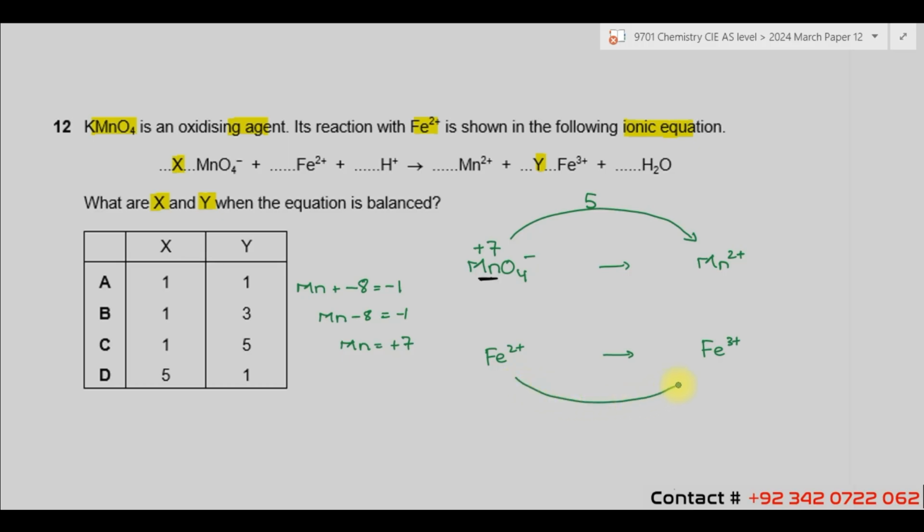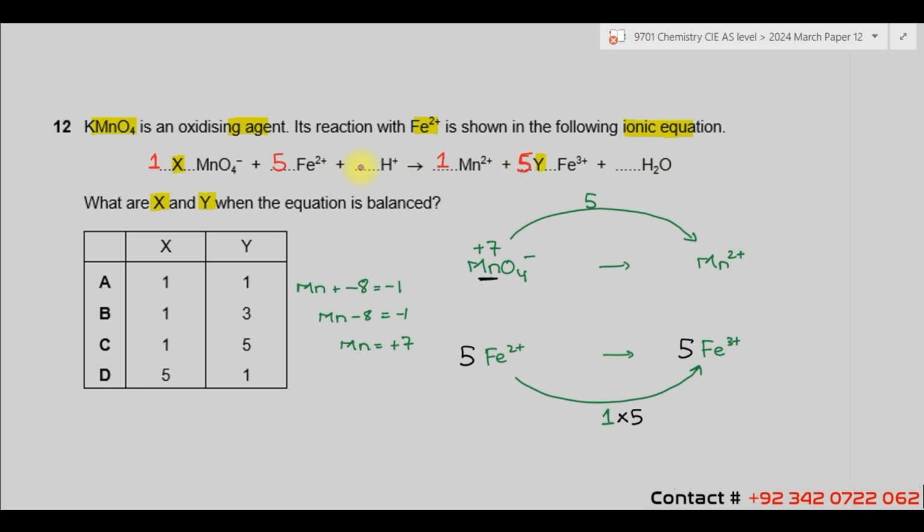From iron +2 to iron +3, the change is just 1. So the changes should be balanced. We can balance them by using any number of our choice. In this case, we can multiply this by 5 so that the change is balanced. So we have 5 moles of iron 2 plus and 5 moles of iron 3 plus. MnO4 does not need to be multiplied with anything else because 5 and 5 is now balanced. So X is 1. This is also 1. Iron will be 5 and 5.